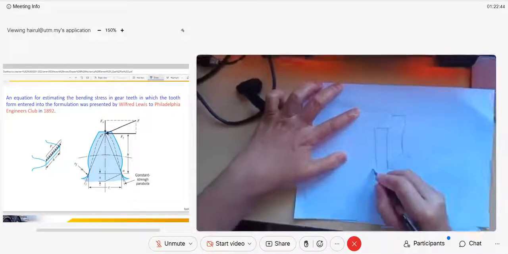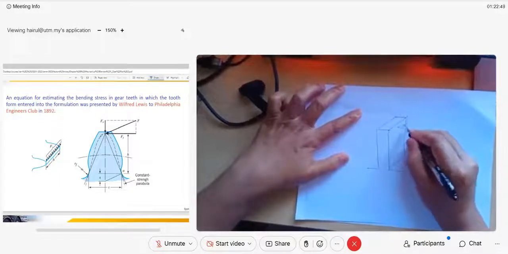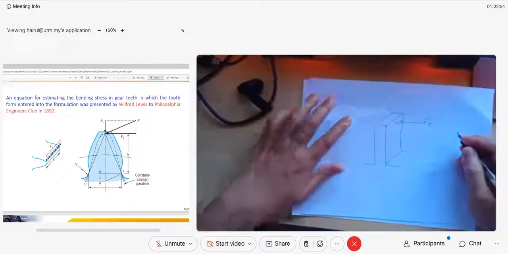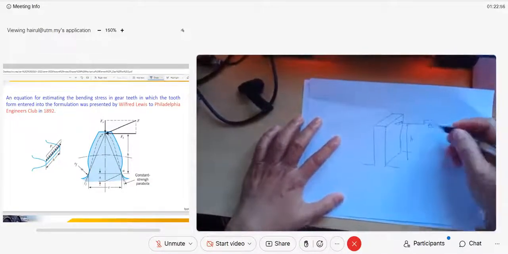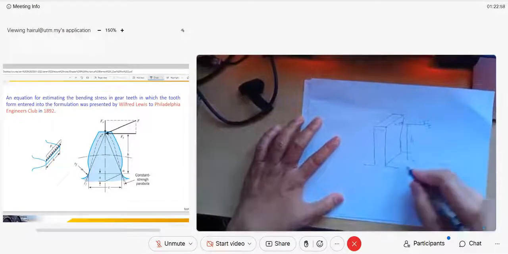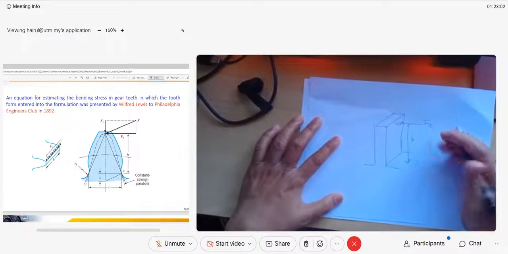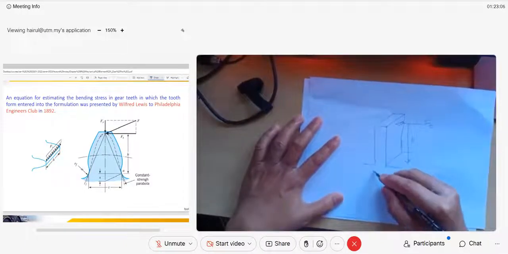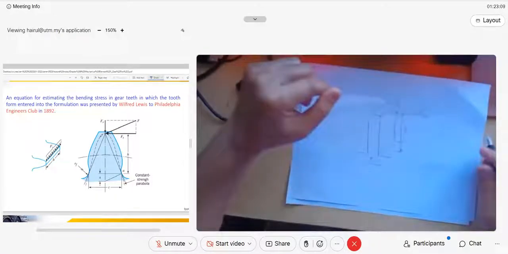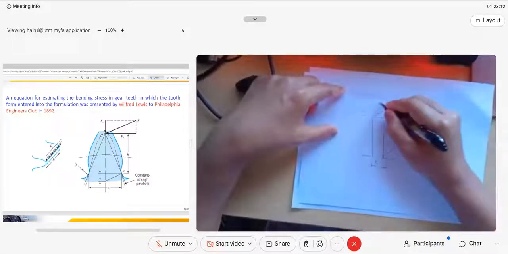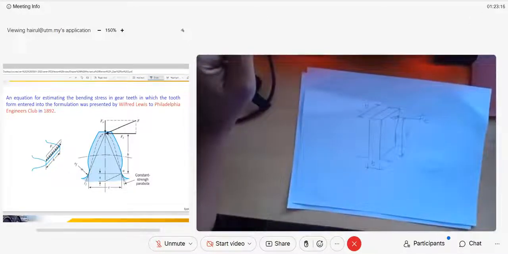This will be your neck, and here is F tangent. This is H, the height from where F tangent acts on the surface of your gear tooth down to the neck. Also, this is the total thickness here. And B is the face width, the thickness of the gear.